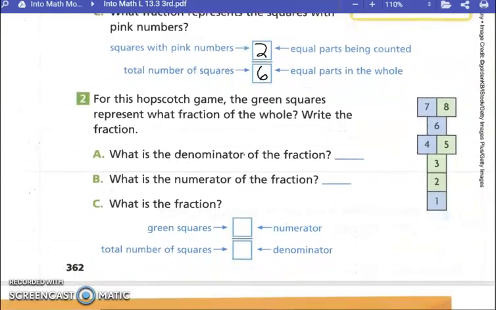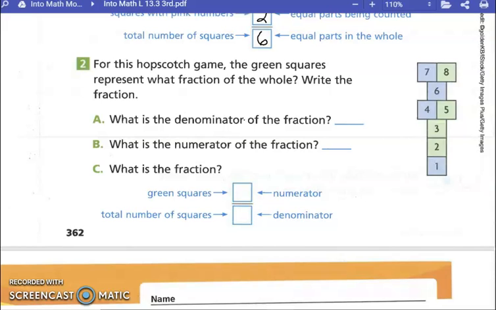This is a different hopscotch. It says, for this hopscotch game, the green squares represent what fraction of the whole? Write the fraction. It does look green to you guys. What is the denominator of the fraction? What are they asking us to tell them? For this hopscotch game, the green squares represent what fraction of the whole? So that's what they're asking about. So how many green squares are there? 4 green squares.